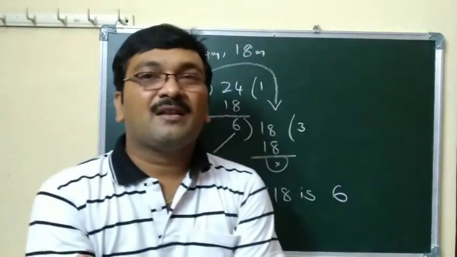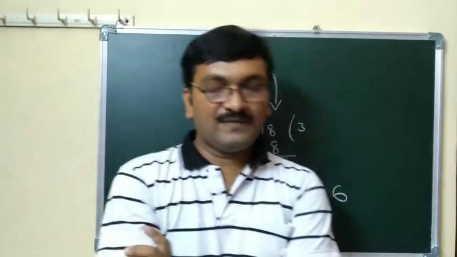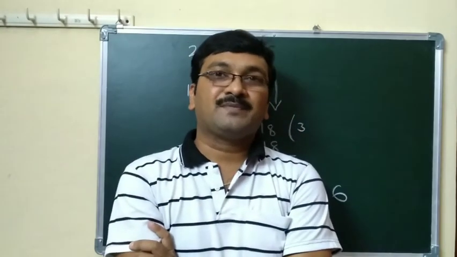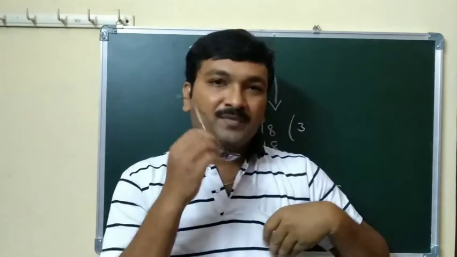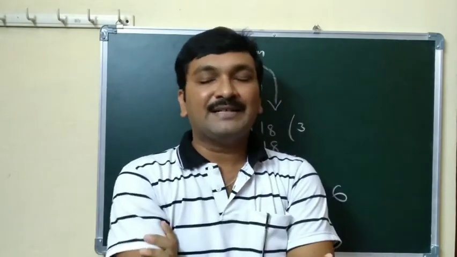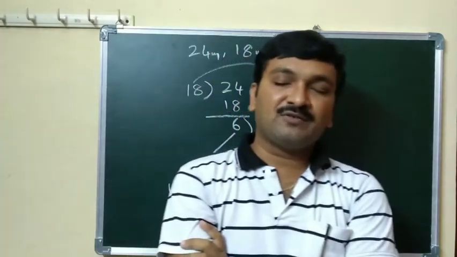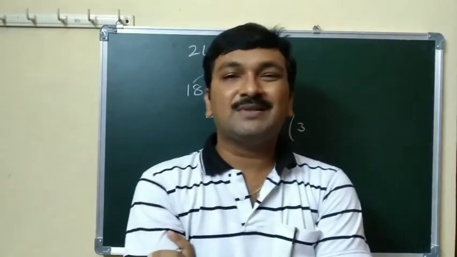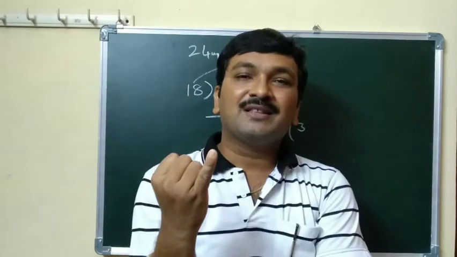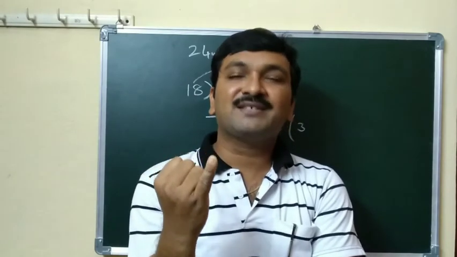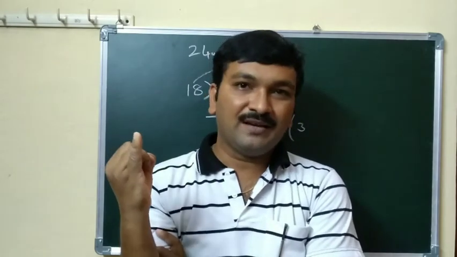My dear children, now I will recapitulate what we learned in this chapter. The chapter name is Real Numbers, LCM and HCF. First we started with numbers. Natural numbers, the countable numbers, are called natural numbers. They start from 1 onwards, 1 to infinity.